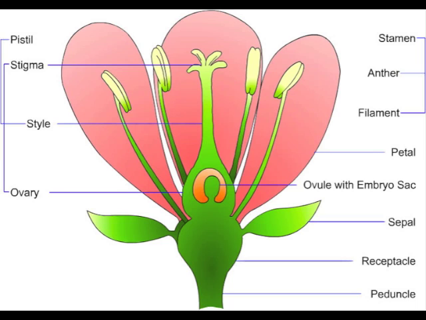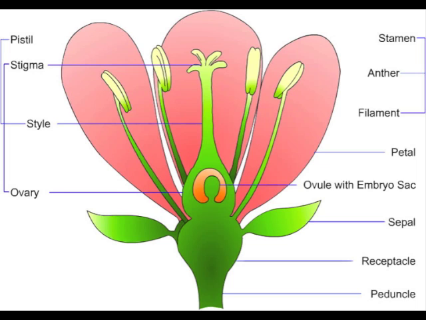The peduncle is the stalk of the flower. Receptacle, the part of a flower stalk where the parts of the flower are attached. Sepal, the outer parts of the flower, which are often green and leaf-like, that enclose a developing bud. The petal is the part of a flower that is often conspicuously colored.